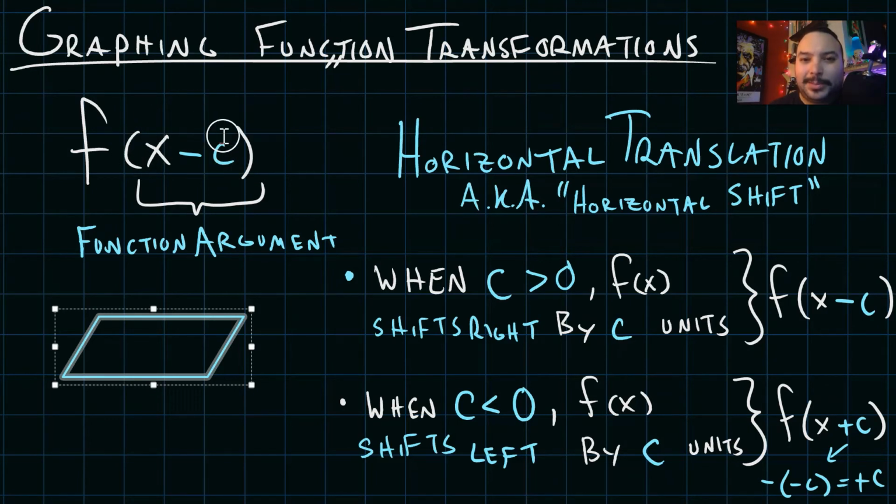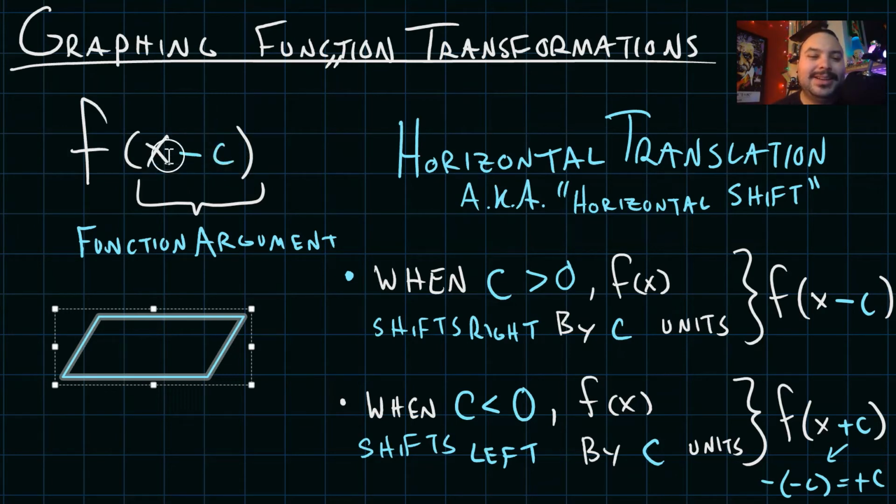Now, the inside of the parentheses, I like to call the argument of the function. Inside the argument is where all of the horizontal changes to a function will occur. There's something to know about the argument of the function and transformations that happen inside there. They kind of work backwards from normal.